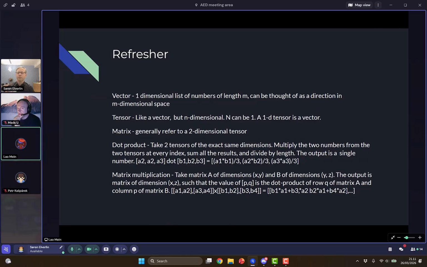Anyways, dot product is you take two tensors of the same dimensions and then you multiply the two numbers on every individual index. Actually, no, that shouldn't be divided by three. I'm sorry, I'm not sure why I added that brain fart. Okay. Matrix multiplication. I actually don't want to explain it, but I hope you understand what matrix multiplication is.